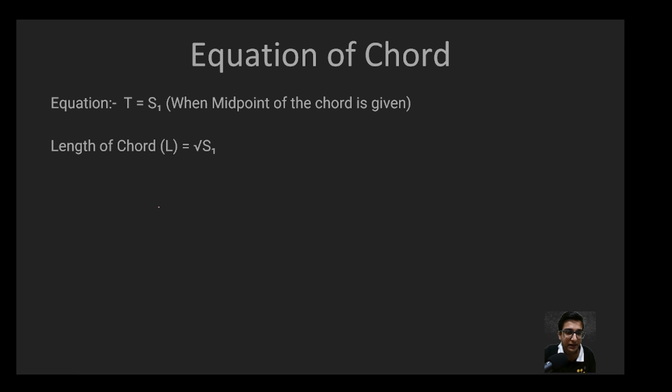Now let us try to find out the equation of any chord that has been provided to us. Let's say this is a circle, any chord has been given to us and the midpoint of the chord is given. This is the midpoint of the chord, x1 comma y1. So how can we write down the equation of this chord? The equation is written as T = S1.